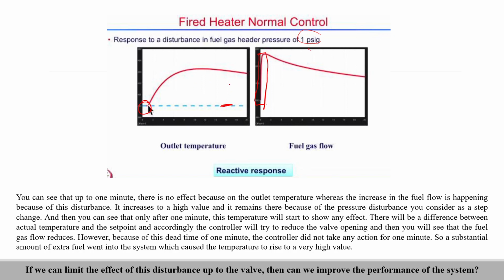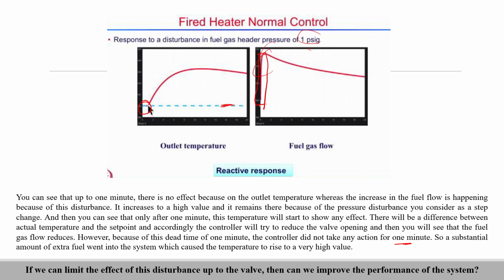So in case of a critical process, this can be a very crucial factor. Because of this dead time of 1 minute, the controller did not take any action for 1 minute. So a large amount of fuel had passed, a substantial amount of extra fuel went into the system, which caused the temperature to rise to a very high value.